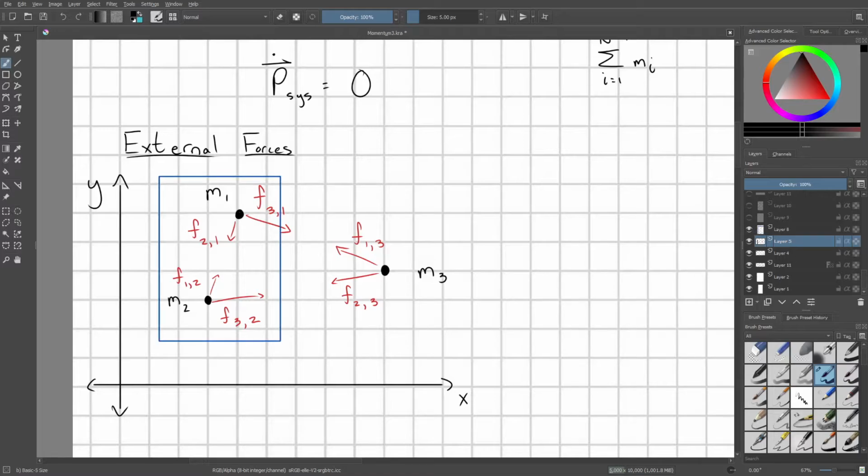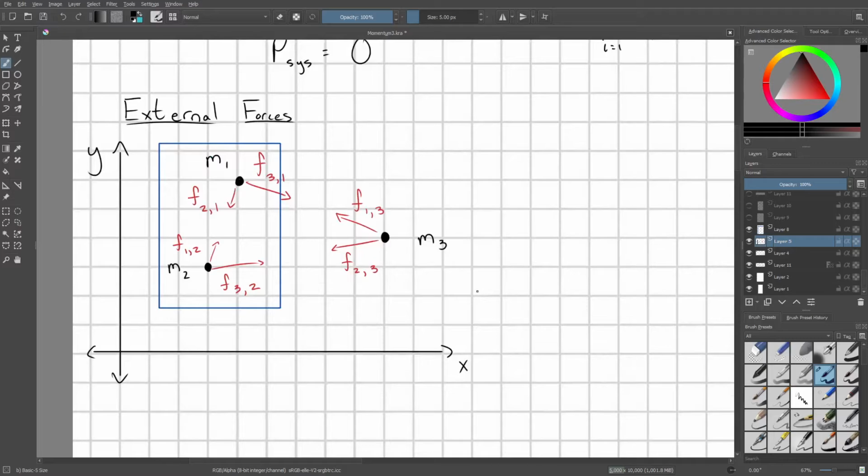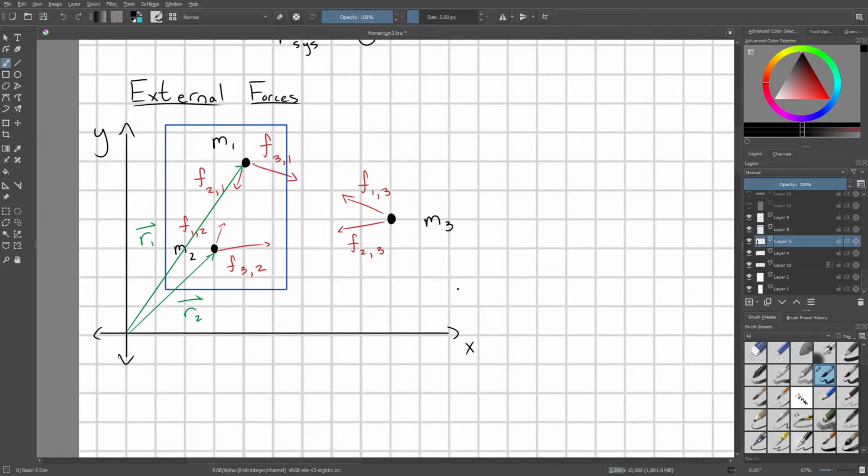So I'm going to go ahead and draw a very similar picture here with the three particles again, but this time I'm going to box only M1 and M2 in my system. Remember, everything in the blue is what's in my system. Everything outside of the blue is what's in my environment. I create position vectors pointing to M1 and M2, the particles of my system.